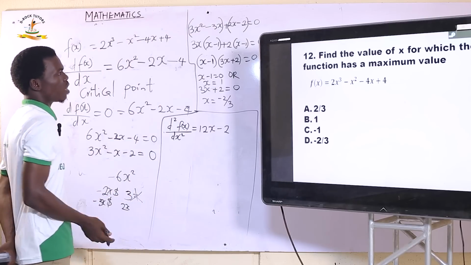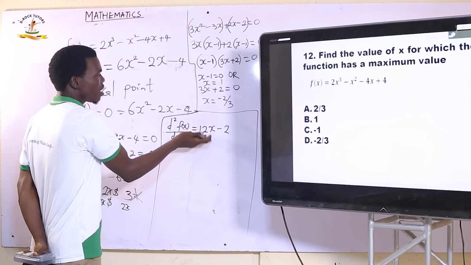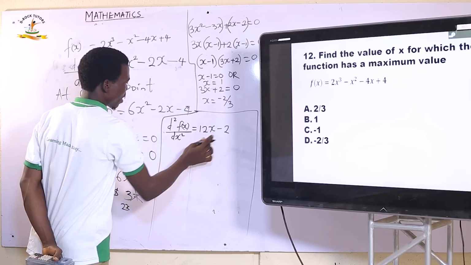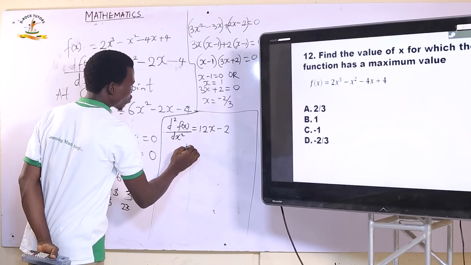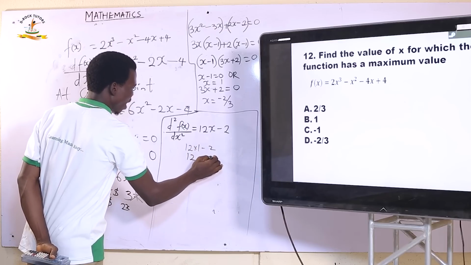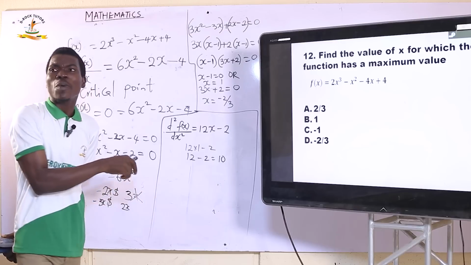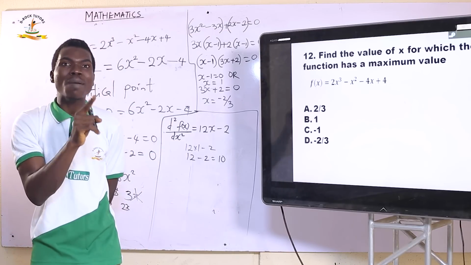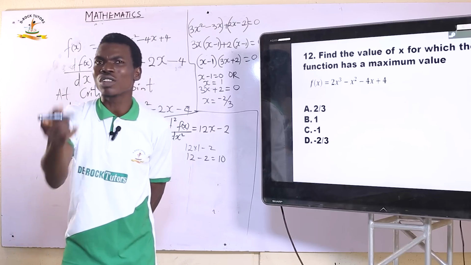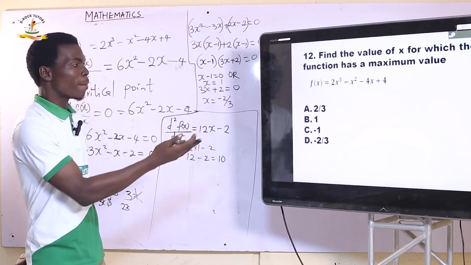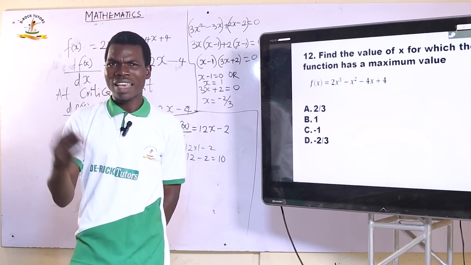We bring the first value, which is 1, and see if this expression is going to be less than 0. So if we put 1 here, it becomes 12 times 1 minus 2, and this is simply 12 minus 2, and this is 10. Since it is a positive number greater than 0, 1 is going to give me a minimum point. So it is not going to be 1. Automatically we know it's going to be the second value, which is minus 2 over 3.